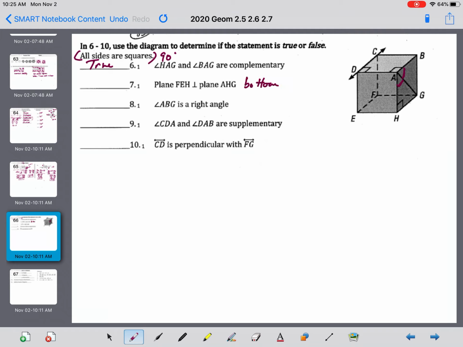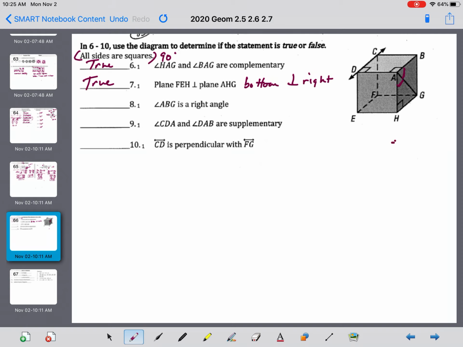We look for 3 letters. Yes, the bottom has 4 corners, but we only need 3 to name the plane. And is perpendicular to plane AHG. That's kind of the right side. Is the bottom perpendicular to the right side of this box? And if it's a box and all these are squares, then this one's true also. Okay, this one's true also.